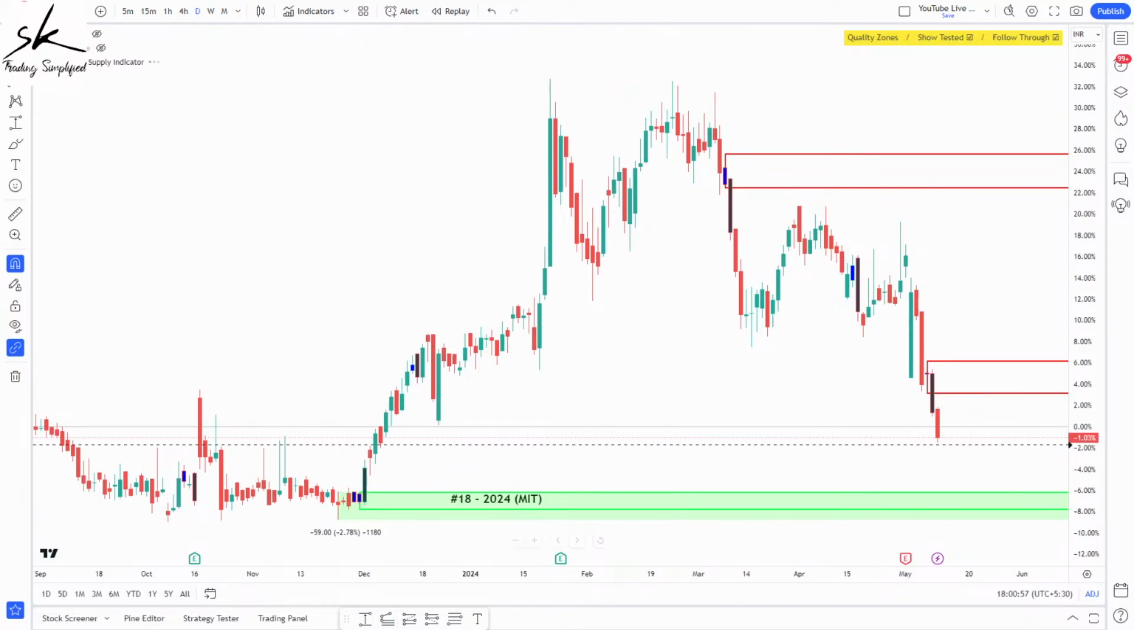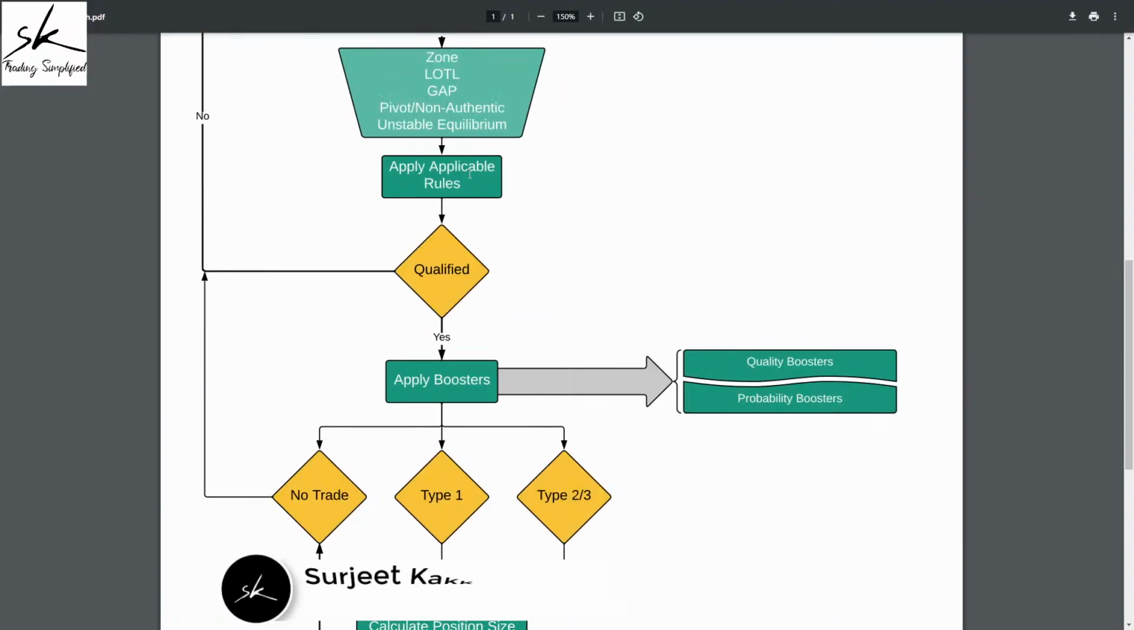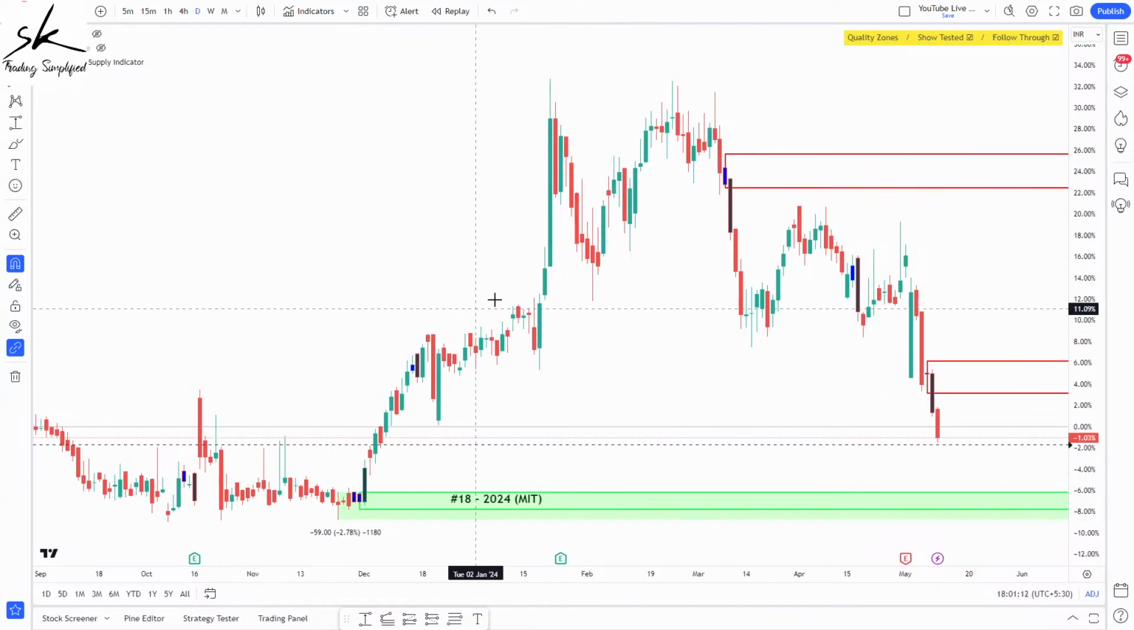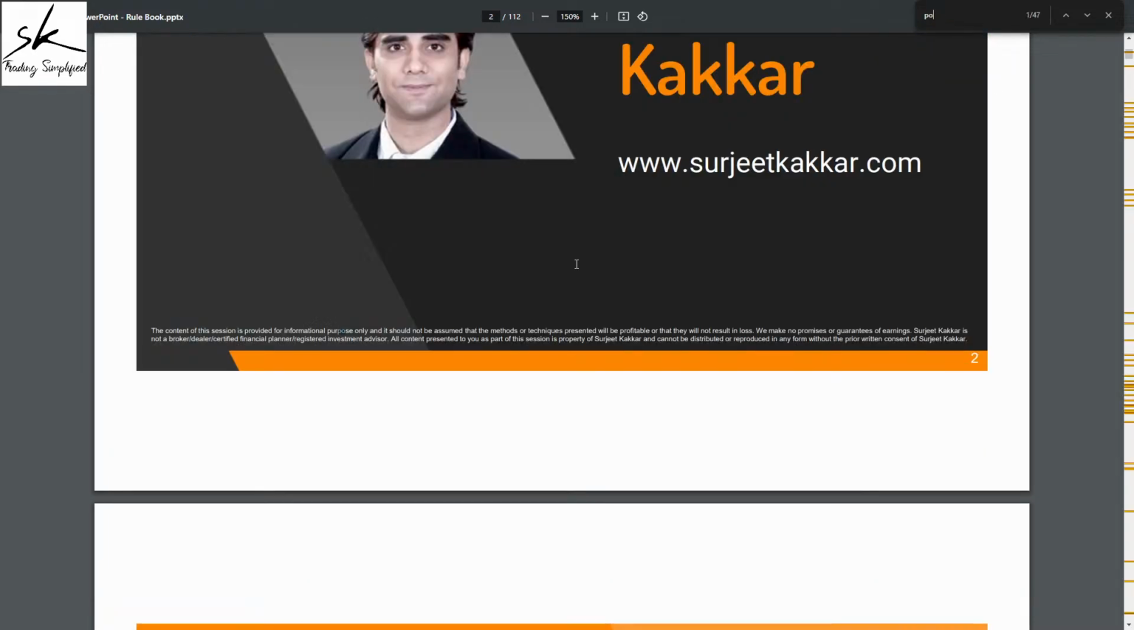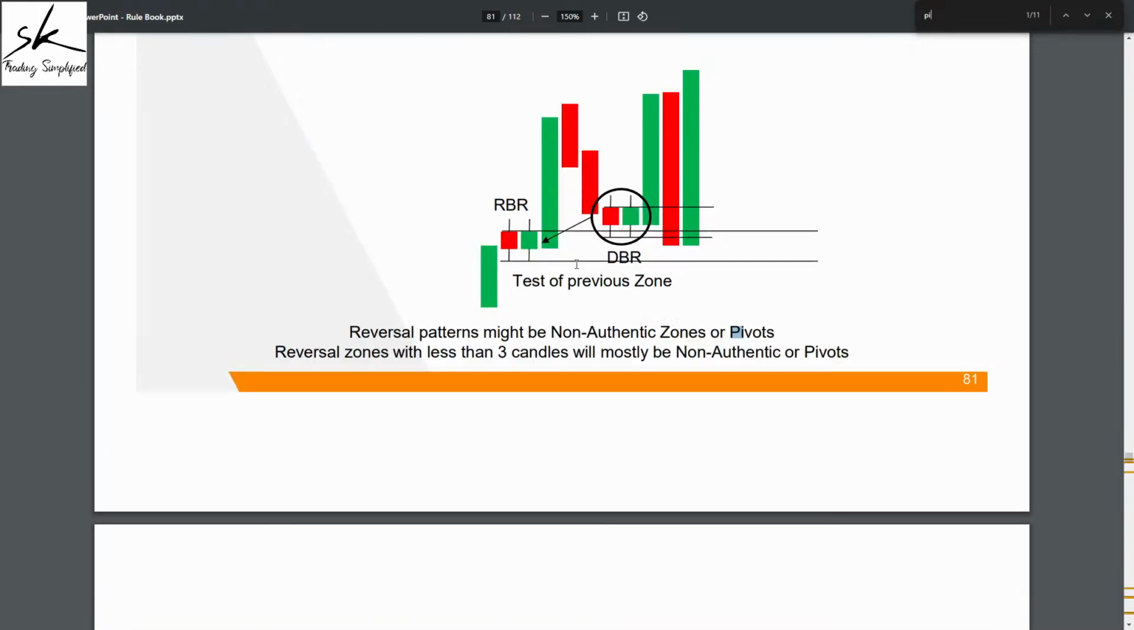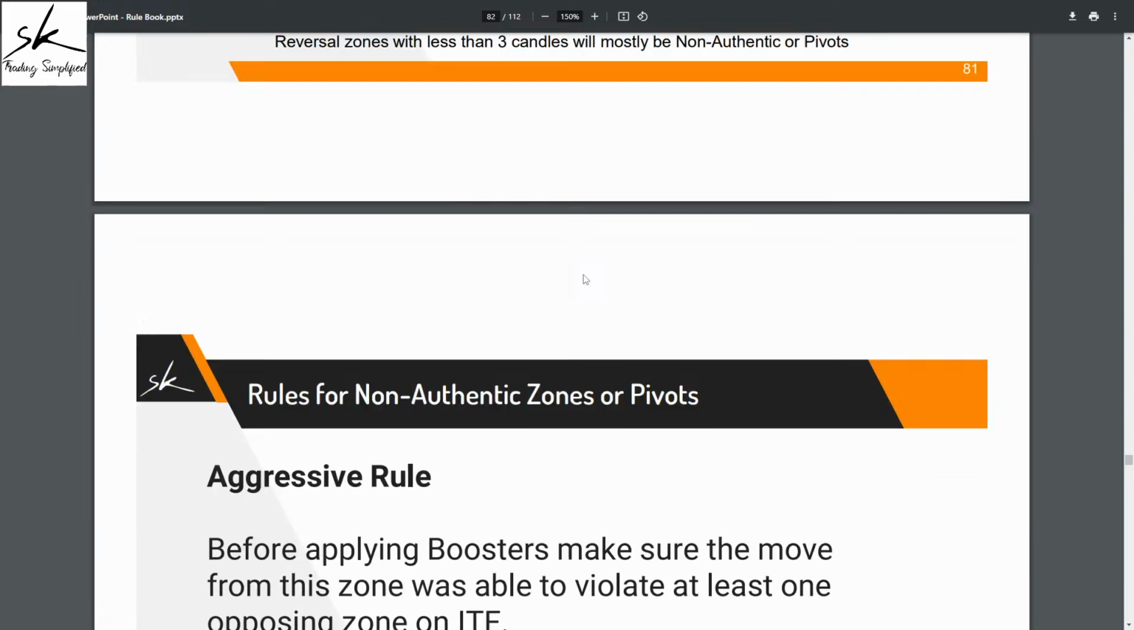So yes, it was not a case of level on top of level, but it was a coinciding level, due to which I did make a small modification. Next, this zone is not because of a gap, therefore gap rules will not apply. It is definitely a pivot or an authentic zone because it's a drop-based rally structure, and we always assume drop-based rallies and rally-based drops as pivot and authentic zones. So whenever we see pivot and authentic zones, we need to qualify them, and the way we qualify them, I have already given you the rules in the rule book.